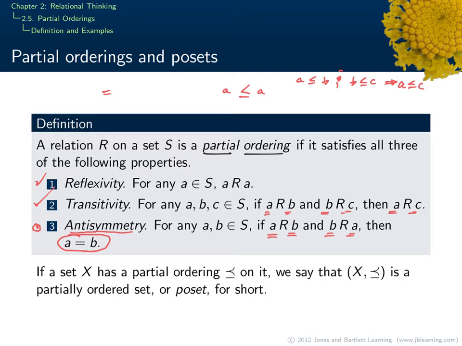But now, if you have A being less than or equal to B, and you have B being less than or equal to A, then the only way that can happen is if A is equal to B. So that's the anti-symmetry property. So anyway, the main thing to keep in mind if you're looking for an example of a partial order is to look at the inequality relation.